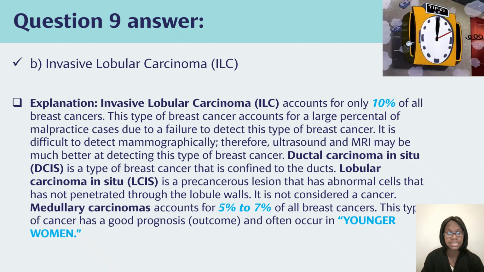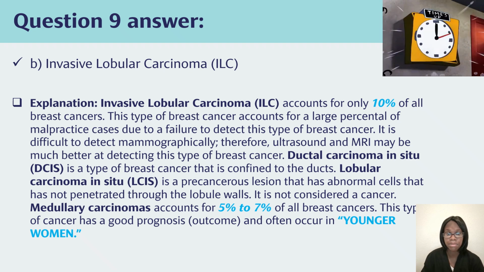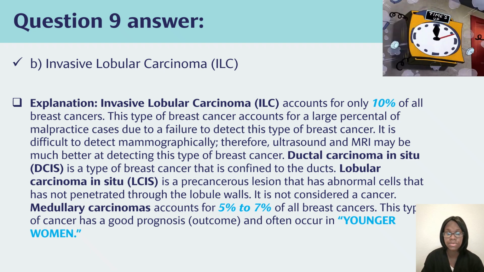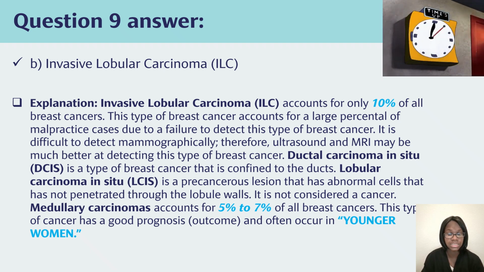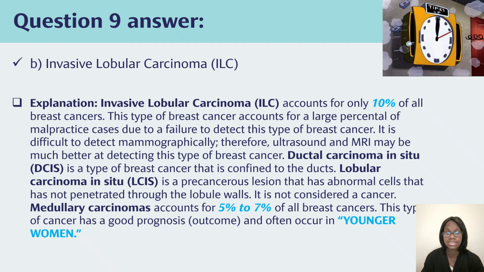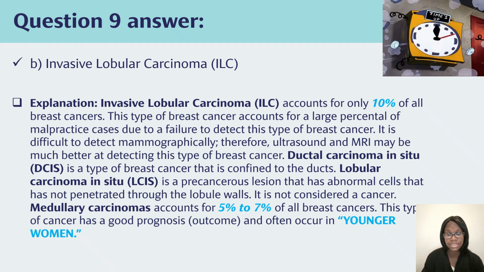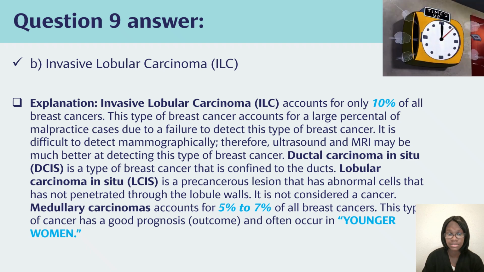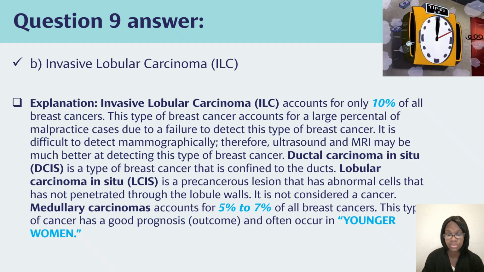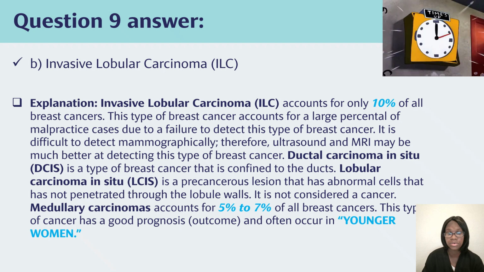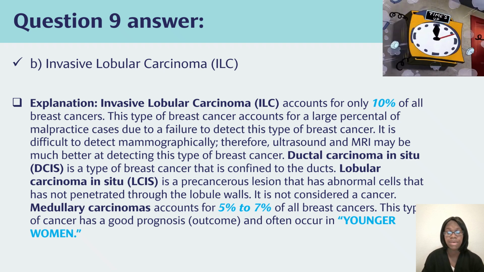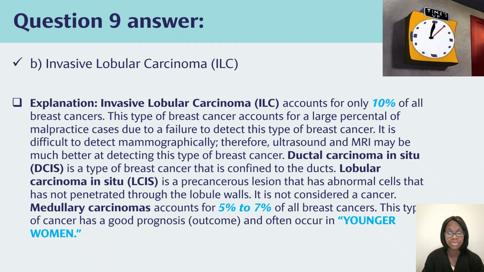Ductal carcinoma in situ, or DCIS, is a type of breast cancer that is confined to the ducts. Lobular carcinoma in situ, LCIS, is a precancerous lesion that has abnormal cells that have not penetrated through the lobular walls. It is not considered a cancer. Medullary carcinomas account for 5% to 7% of all breast cancers. This type of cancer has a good prognosis and often occurs in younger women. So this is the reason why the answer is correct, and this is the reason why the other answer choices are not the correct answer.